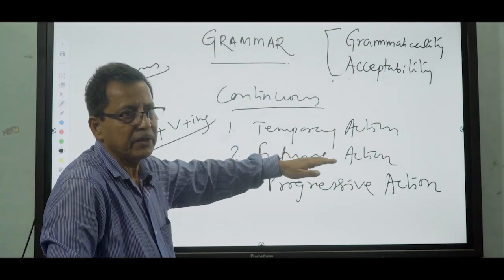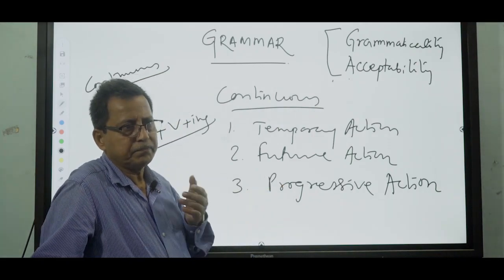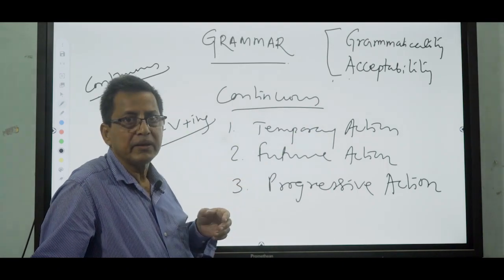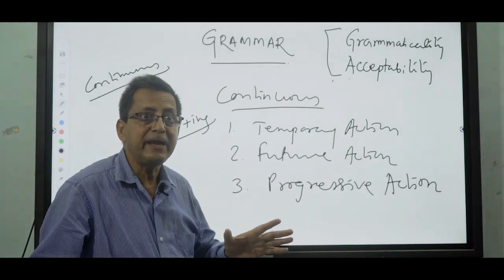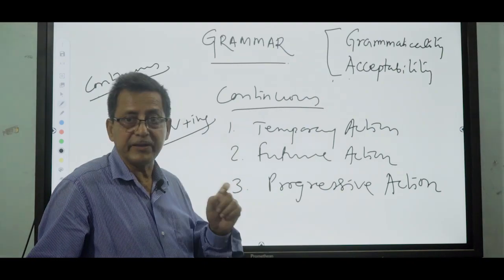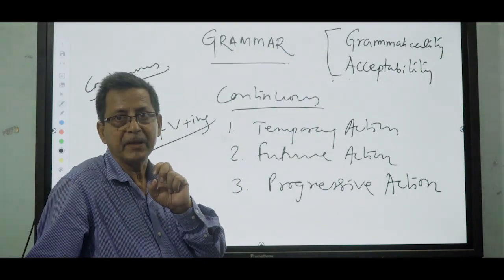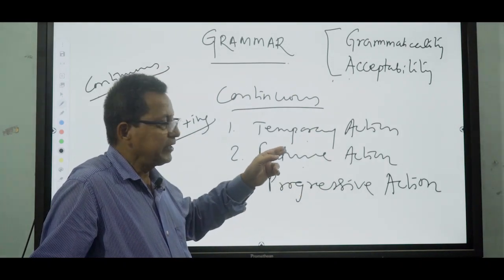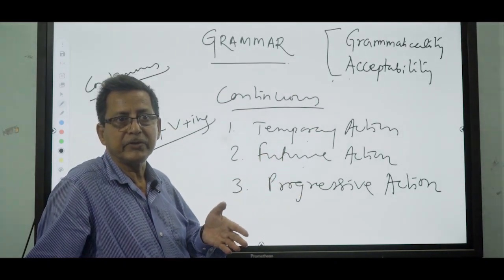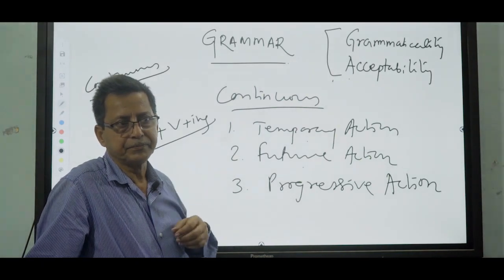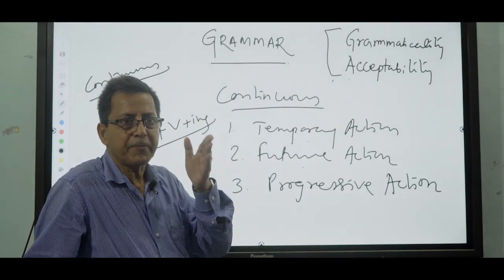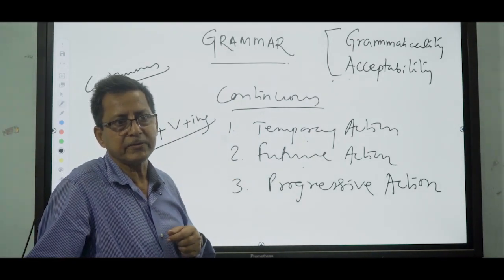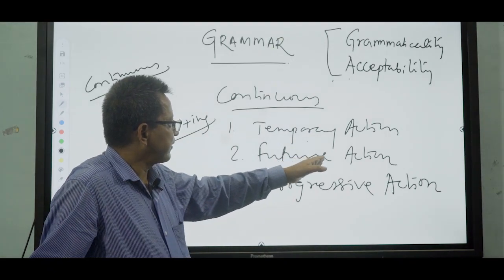Temporary action: the workmen are repairing the road, the children are playing in the garden. They are not going to play endlessly, they are playing only for some time, and therefore this is temporary. And future action, as I told you: we are going to Delhi next week. My parents are visiting me next week. These are the cases of future action.